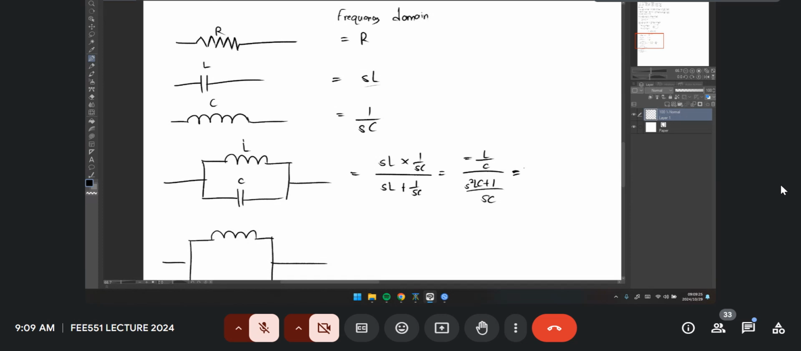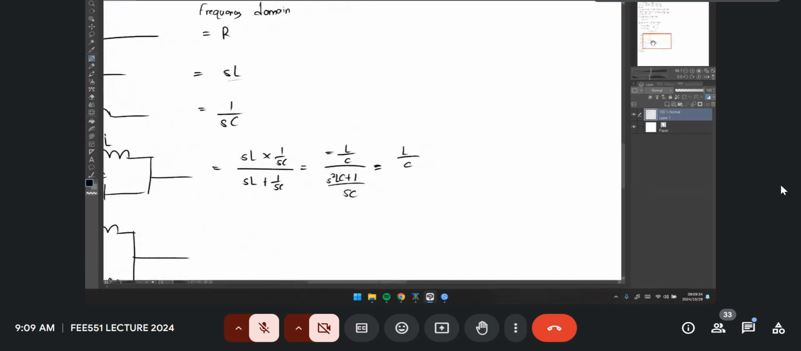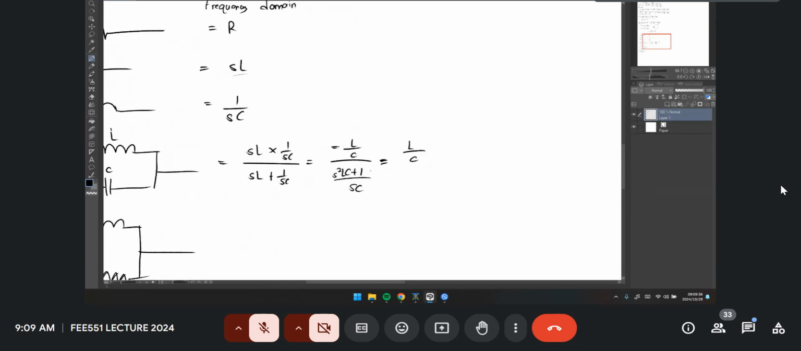Multiply this by sC, we'll get this is L over C. We're basically simplifying such that we can remove this sC here. This is LC times sC over s squared LC plus 1. This cancels, so this is sL over s squared LC plus 1. This is the equation we're looking for.